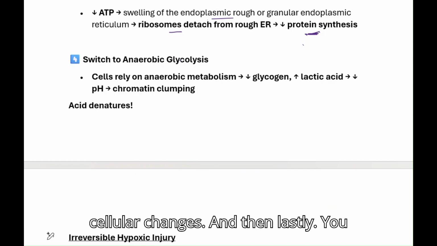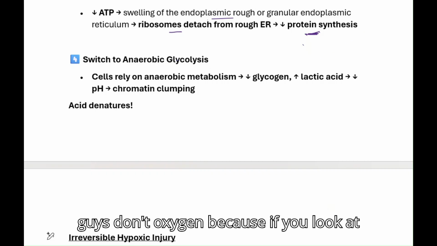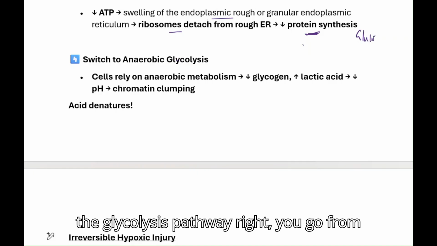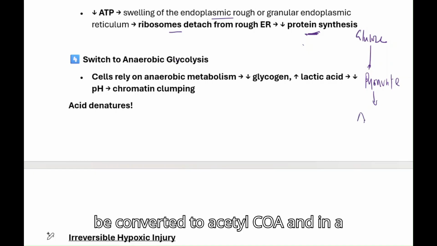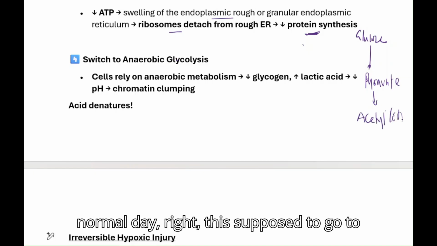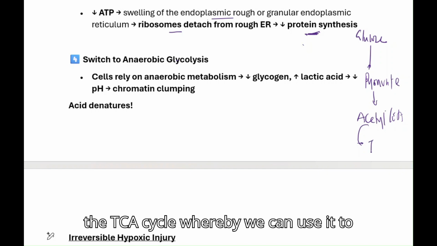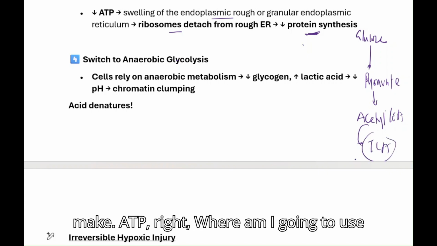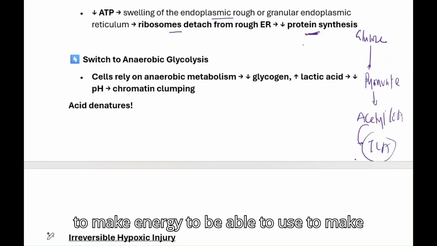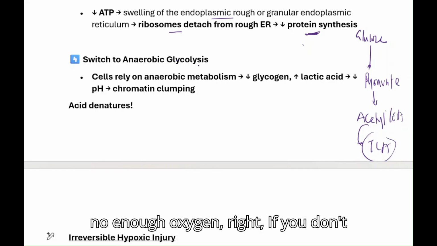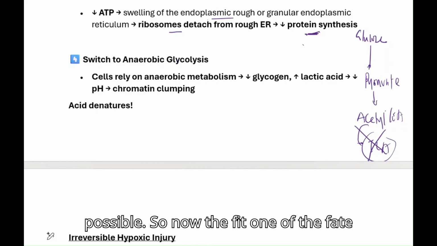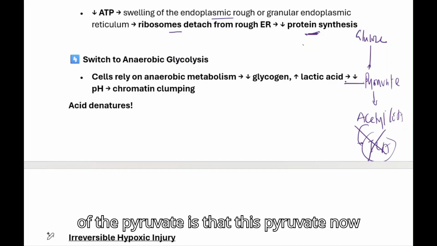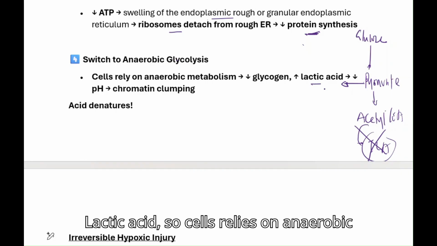And then lastly, if there is no oxygen, because if you look at the glycolysis pathway, you go from glucose and then you go to pyruvate. Ideally, your pyruvate will be converted to acetyl CoA. And on a normal day, this acetyl CoA is supposed to go to the TCA cycle, whereby we can use it to make what? ATP, right? Whereby we make energy in the mitochondria. So if you don't have enough oxygen, then this is not going to be possible. So now one of the fates of the pyruvate is that it will be shunted to production of what? Lactic acid.